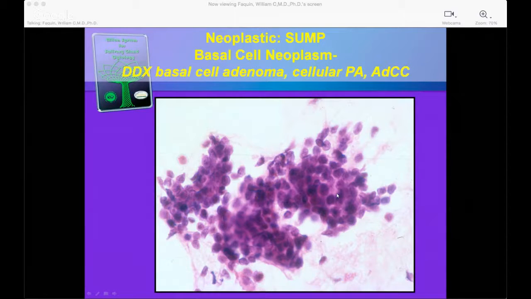And unless we have material for ancillary studies, we oftentimes will not be able to distinguish between these different entities in the differential diagnosis. And this is a kind of aspirate that would fall into this neoplasm of uncertain malignant potential category, and we would describe it as a basaloid neoplasm with a differential, and the patient would likely go to surgery, and they would have a conservative surgery in most cases with negative margins.